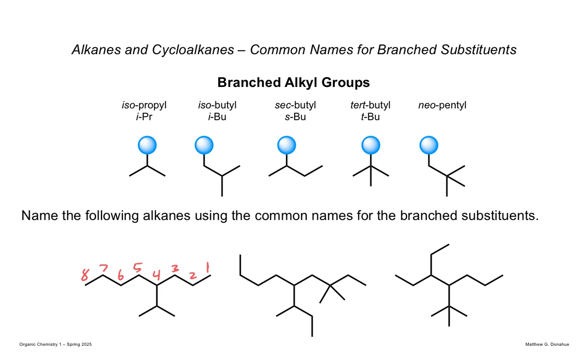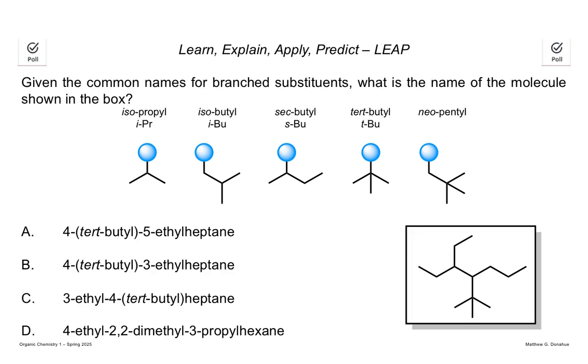Then at position 4, it's a 3-carbon substituent, so it's isopropyl. So that would be 4-isopropyl octane. So what about the one in the box? What do you think the name of that is?